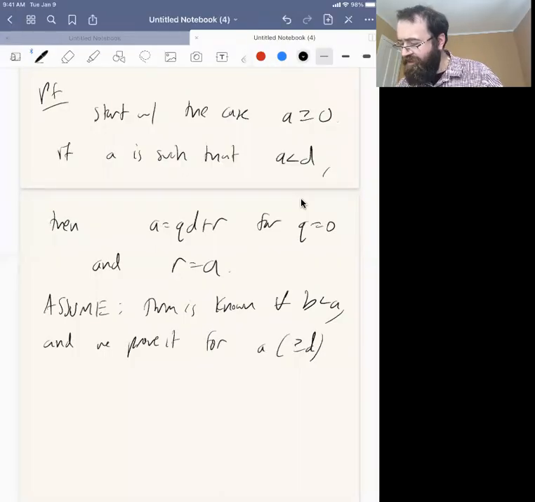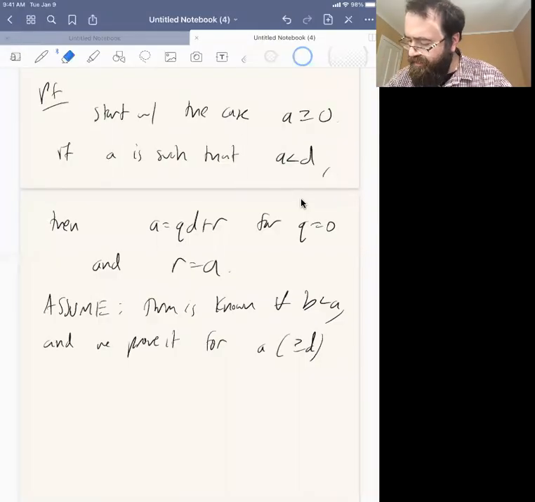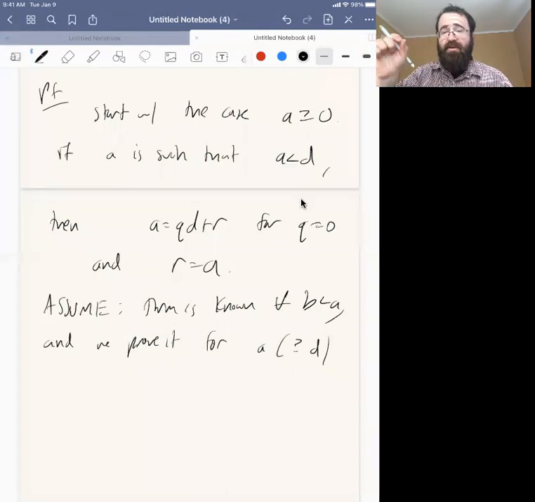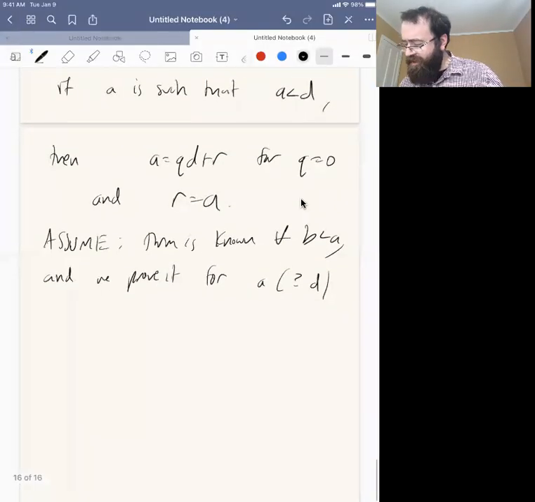Which we can take to be greater than or equal to D, because the base case covered all cases where A was less than D, right? So you assume A is greater than or equal to D, and you assume that the theorem is known for all, instead of A, you put B less than A, right? And that's exactly what we did in the base case. If A is D, the first case of this would be if A is D, and then we just proved it for all A less than D. Okay, so A is greater than or equal to D.